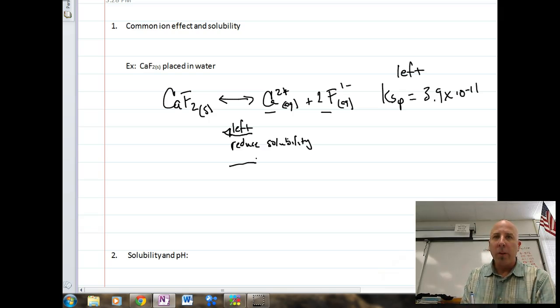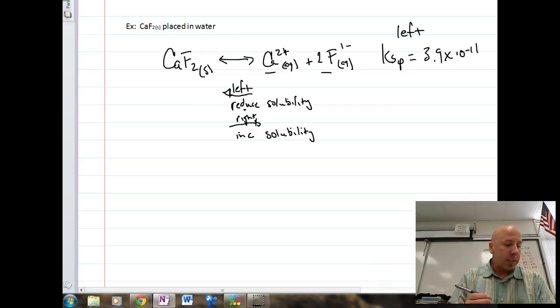And if we shifted to the right, whatever we did to shift to the right, and we could do a few different things, remembering our Le Chatelier's principle, this would increase solubility. So we'll just say a shift to the left is going to reduce and a shift to the right is going to increase. Now let's take this example and say we had some calcium fluoride placed into solution, we had an equilibrium established, and then we added some sodium fluoride to the solution.